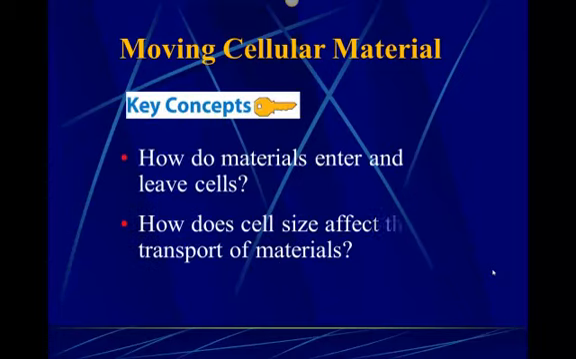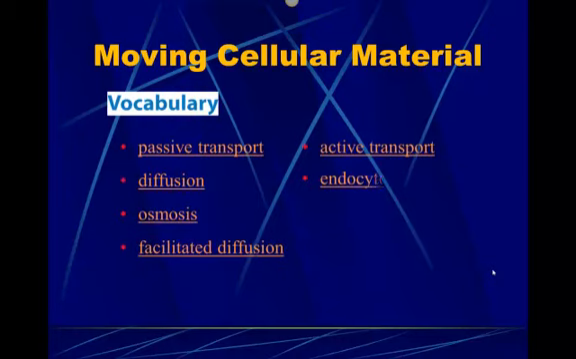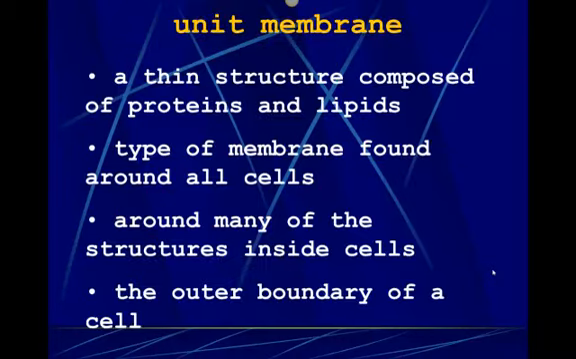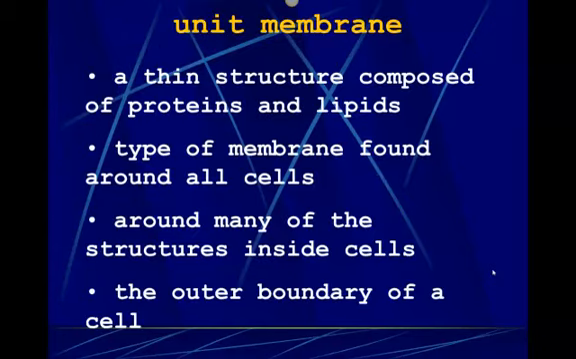Well, the key concepts to remember as we go over this lesson are how do materials enter and leave cells, and how does cell size affect the transport of the materials. The vocabulary words that you want to look for are passive and active transport, diffusion and osmosis, facilitated diffusion, endocytosis, and exocytosis. So those are things you want to be familiar with by the end of this presentation.